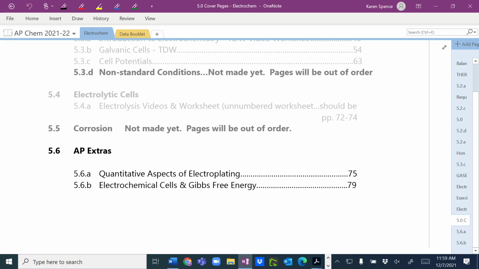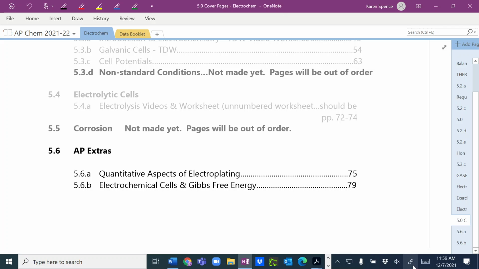You'll also notice that 5.3D, I haven't made that yet, so the pages are not going to be in order, so I apologize for that. There's going to be sections that are just out of order. Maybe I won't even number them. It's just not a lovely thing, and I apologize for that. But anyway, there we are.